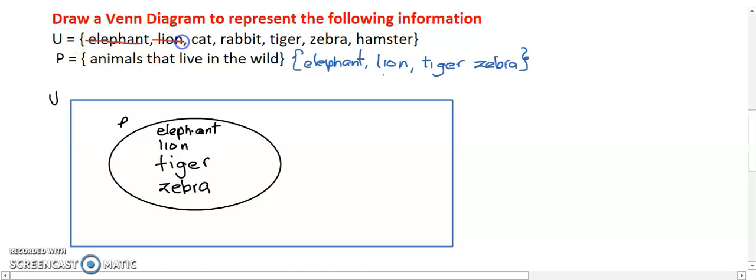The other members of the universal set need now to be included in our Venn diagram. So we're going to put cat, and we're going to put rabbit, and hamster.